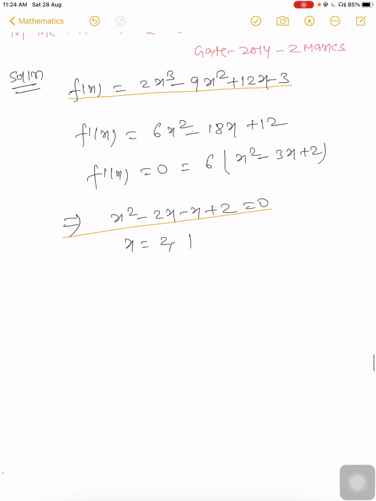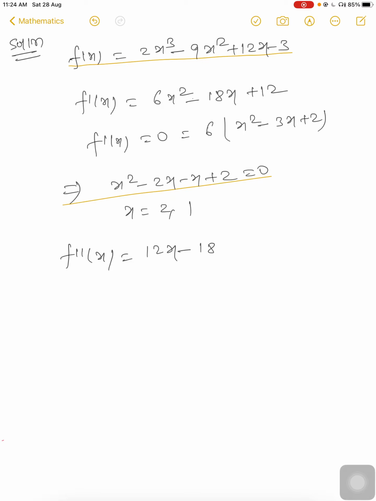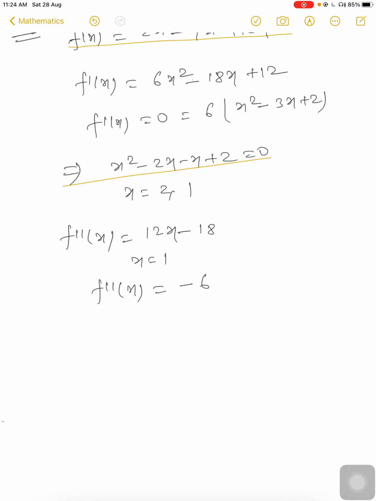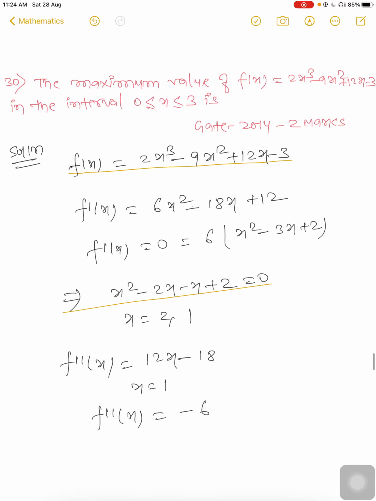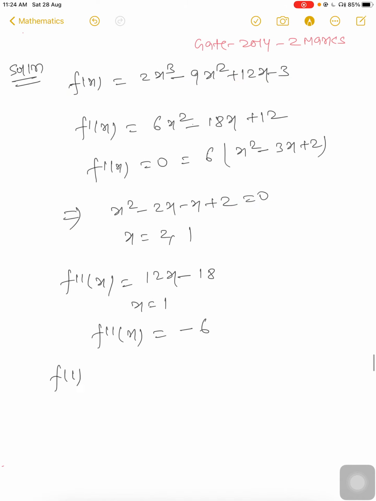We have to find the maximum value of f(x). Where is the maximum value? First, double differentiation, then you will get f''(x) = 12x - 18. When you put x = 1, f''(x) = -6, and you will get the negative sign, which means at x = 1 you will get the maximum value. At x = 2, you will get positive. So from 1 onwards we have to check the maximum value.